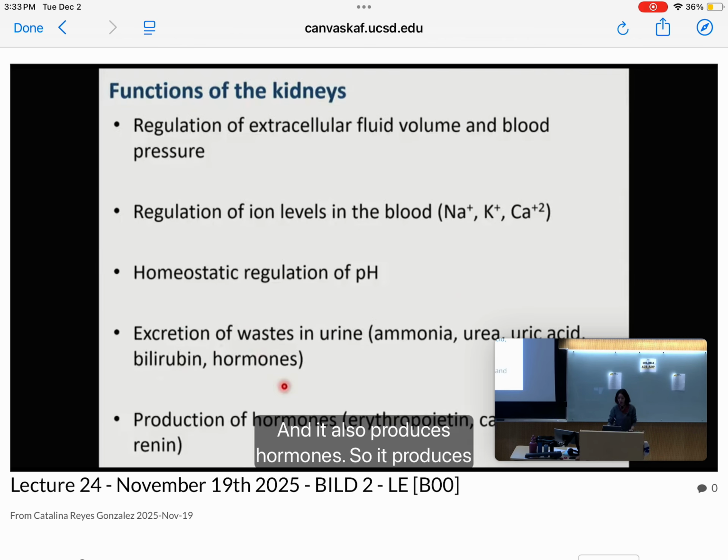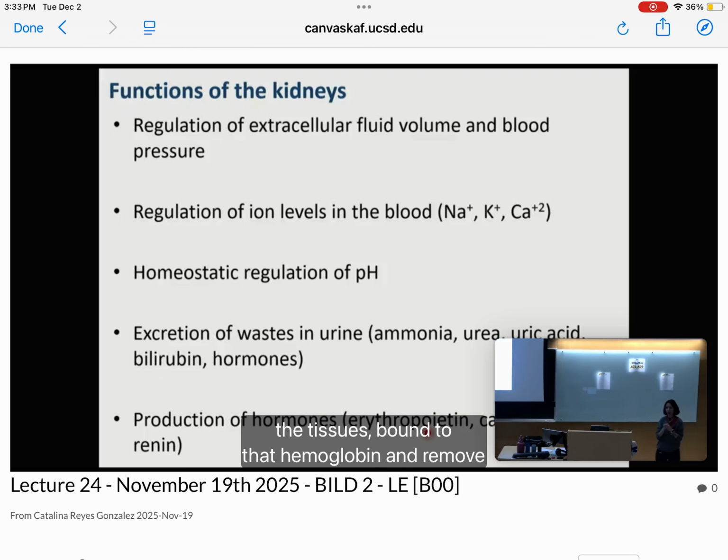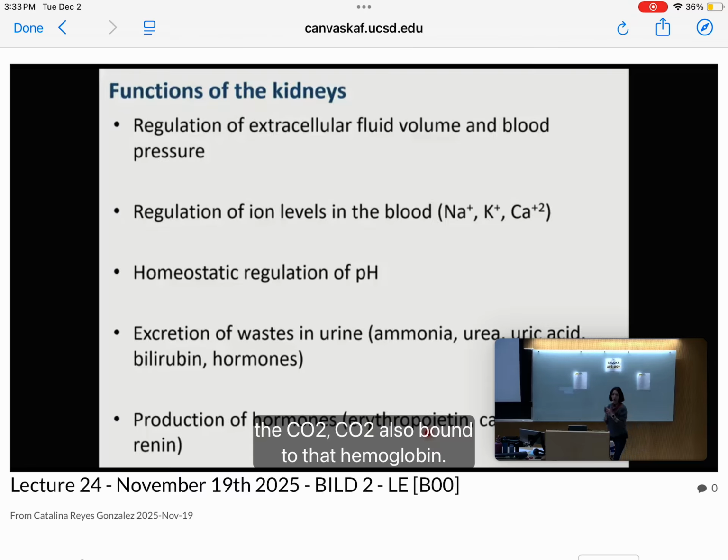And it also produces hormones. So it produces erythropoietin, which is a hormone that goes to the bone marrow and triggers or initiates erythropoiesis, which is production of red blood cells. So it participates in increasing the oxygen carrying capacity of the blood. Red blood cells are the ones that have hemoglobin, the cells that are going to carry oxygen to the tissues bound to that hemoglobin and remove the CO2, CO2 also bound to that hemoglobin.